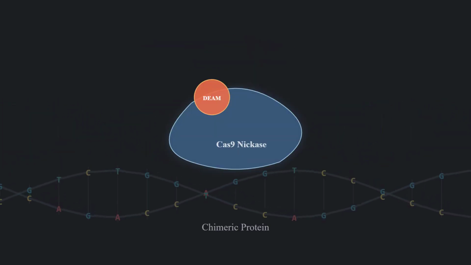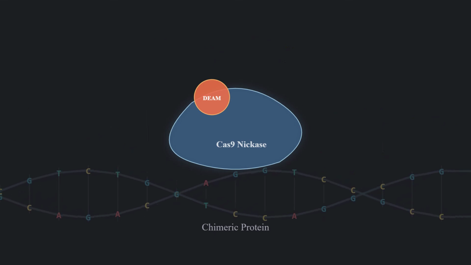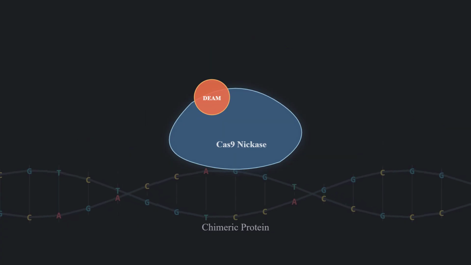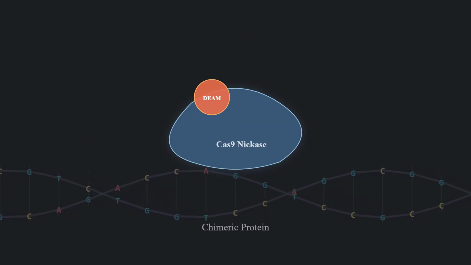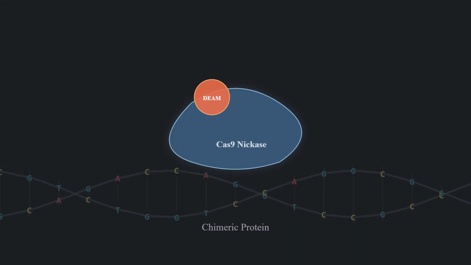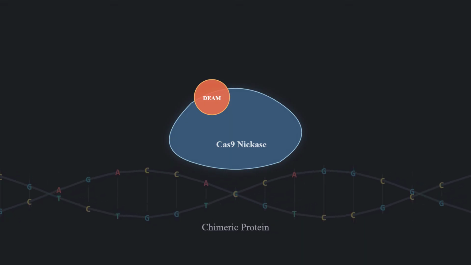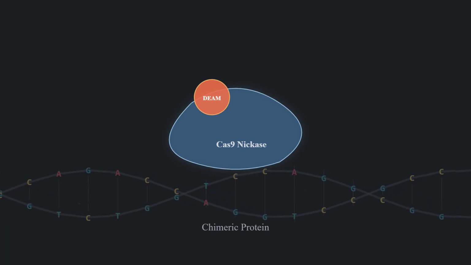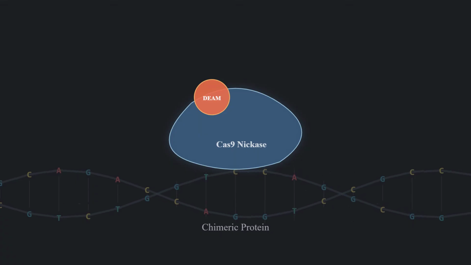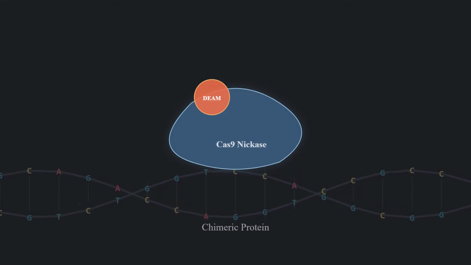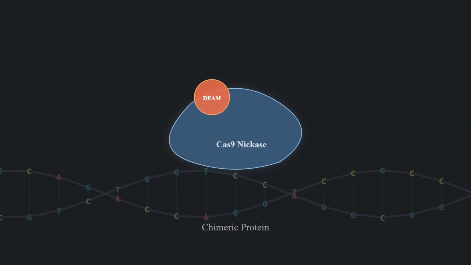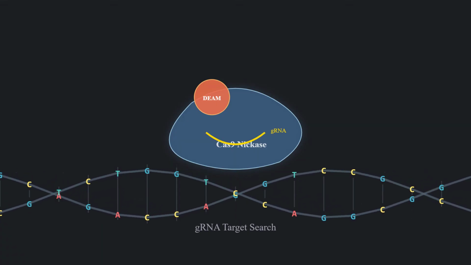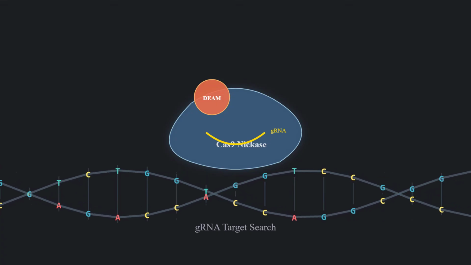Base editors are chimeric proteins engineered by fusing a Cas9 Nickase to a Deaminase enzyme. The Cas9 Nickase component, often containing the D10A mutation, inactivates one of the two nuclease domains, either RuvC or HNH. This modification prevents the formation of a double-strand break, allowing the enzyme to cut only one strand of the DNA helix, creating a nick. The guide RNA directs this entire complex to the specific target sequence in the genome.